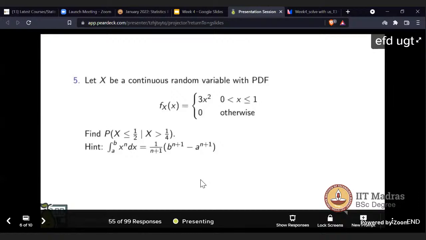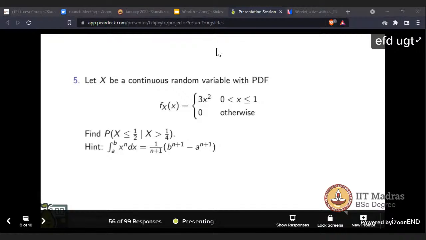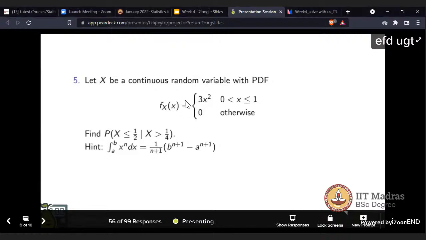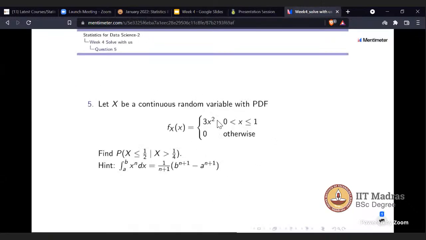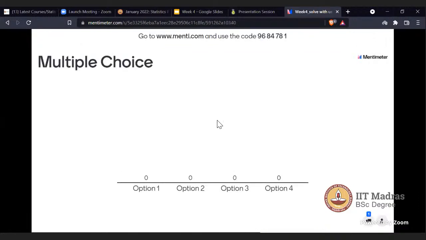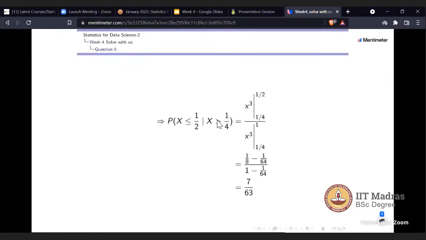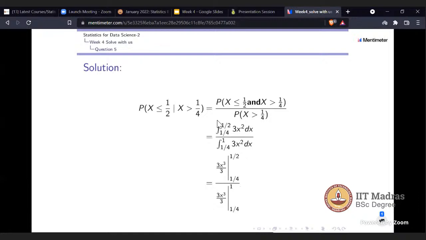Okay. Can somebody tell me the answer? 0.11. Yes, 0.11, or 7/63. Okay, let's see the solution. So we had to find the probability x less than or equal to 1/2 given x greater than 1/4. So here we'll have to use the conditional probability formula.